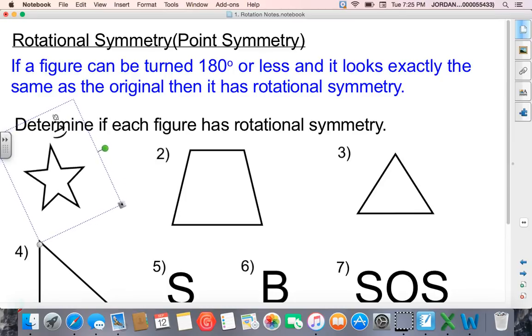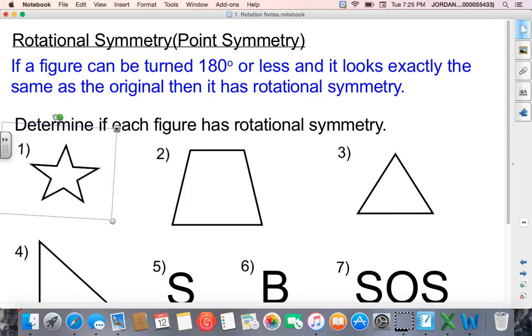And we see as I start to turn this right about there, we get the same shape we had originally. So this star does have rotational symmetry. I can rotate it less than 180 degrees and get the same shape that I began with.